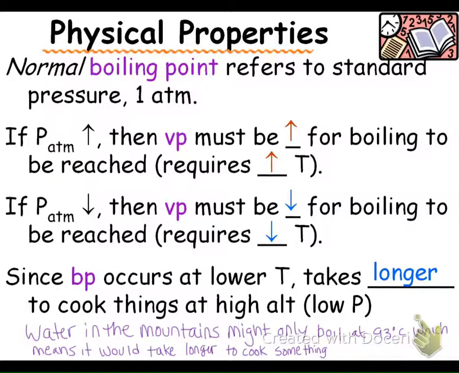So if it only boils at 93 degrees Celsius, it means it would boil faster because it doesn't take as much energy to get to 93 degrees Celsius as it does to get to 100 degrees Celsius. But it means that my 93 degrees Celsius water is not as hot, it does not have as much kinetic energy, it does not have as much energy stored, so I would need to cook things longer at higher altitudes.